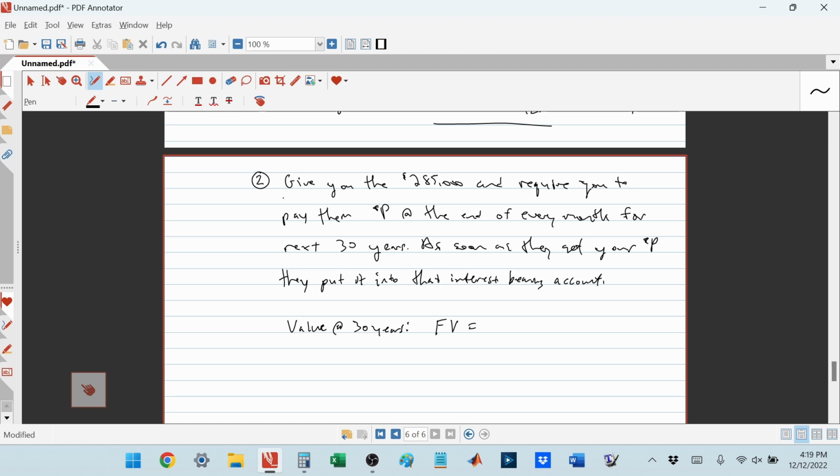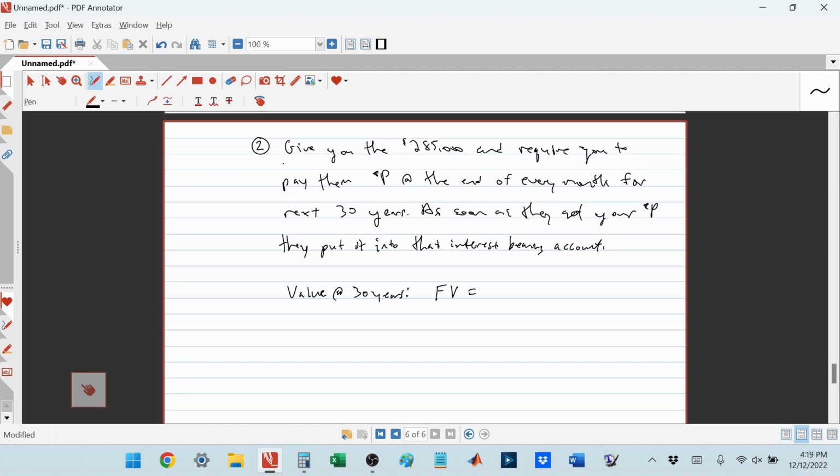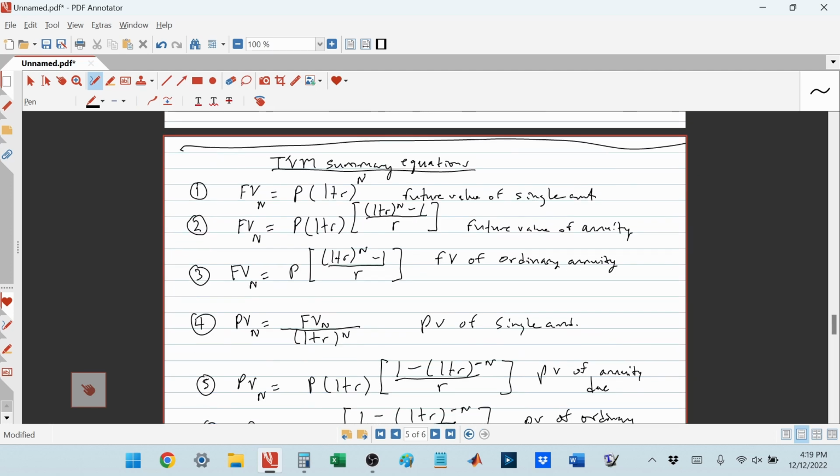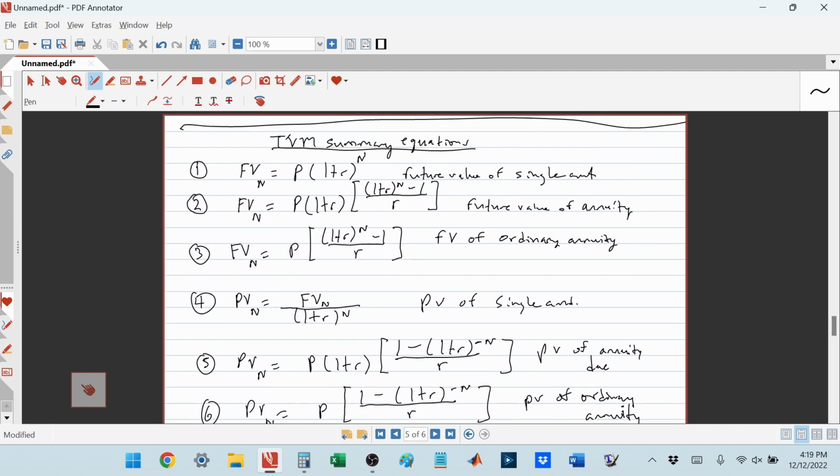What's the value after 30 years of that account? This is an ordinary annuity. And we remember from the formulas up here, the future value of an ordinary annuity is given by this equation.